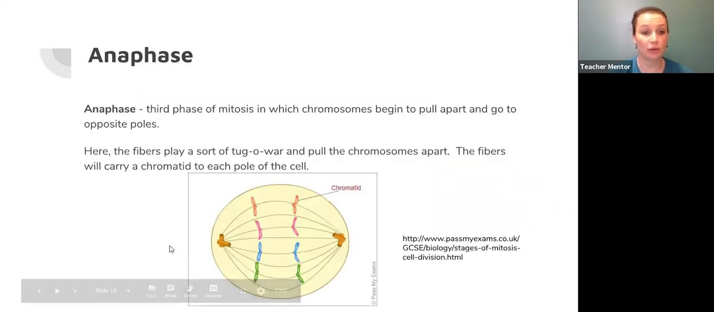Okay, third stage or third phase is the anaphase, where chromosomes begin to be pulled apart and pulled toward the opposite poles. So here is where the grad student at MIT noticed that these spindle fibers were performing this behavior of kind of pulling apart those chromosomes. So here you can see that each chromosome is split up in half, and a chromatid is going to go to each side of the cell. Okay, so again, all the fibers will carry a chromatid to each pole of the cell. So this is why it's important that the chromatids are carrying an exact copy of our DNA.